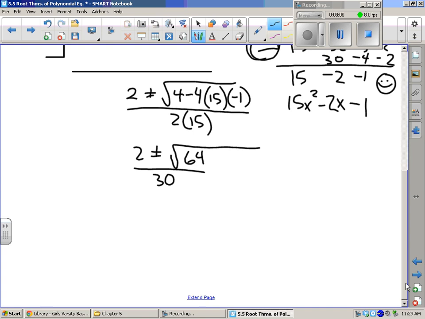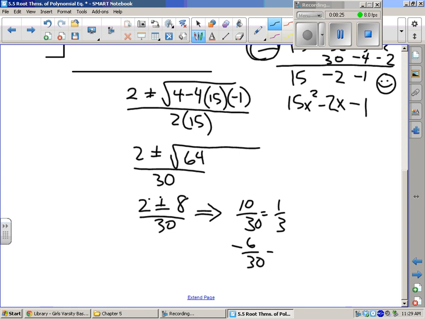Also, 30 goes on the bottom. So 2 plus or minus the square root of 64, which is 8. Now you have to do each of these. We're going to do 2 plus 8 is 10 over 30, which is 1/3. And then we have 2 minus 8, so that's negative 6 over 30. So it's negative 1/5. So those two are the other roots.